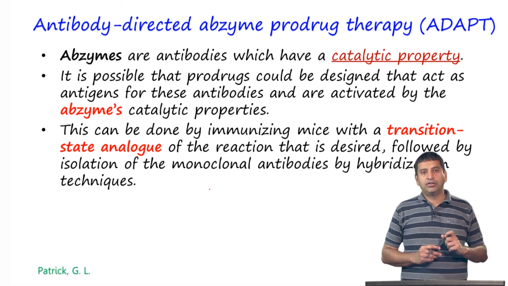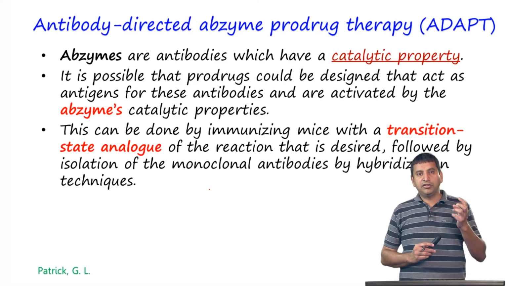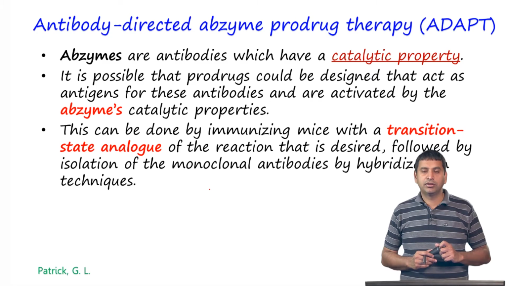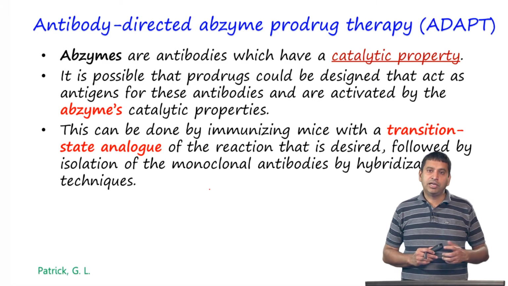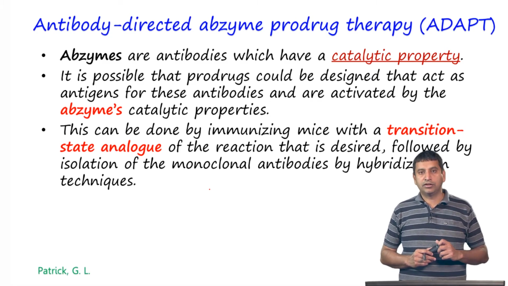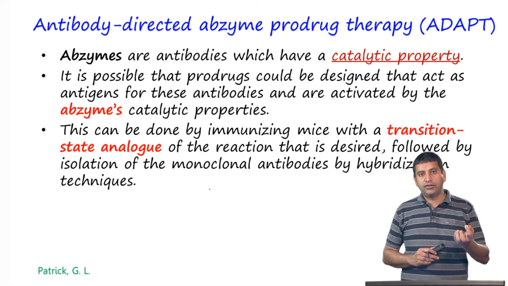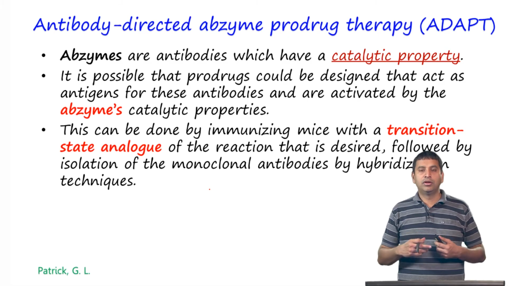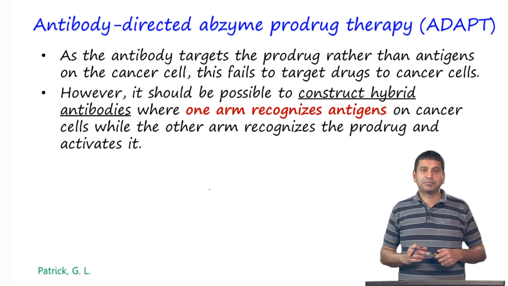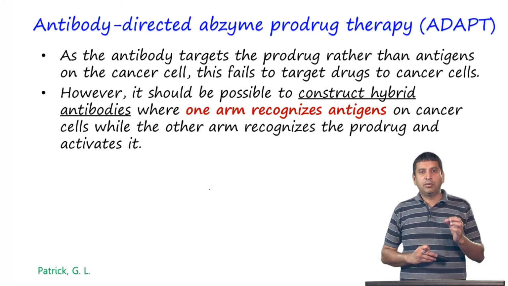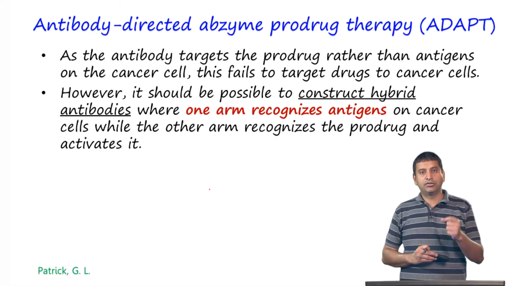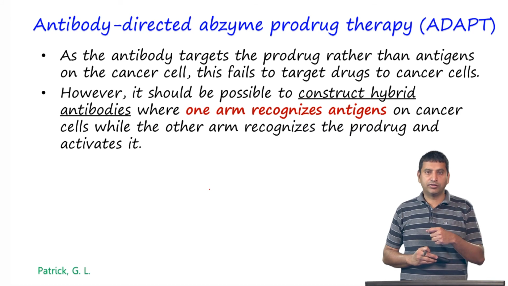So, what we do is that we can design a transition state analog. We have already looked at several examples of transition state analogs. So, we would immunize the mice with a transition state analog of the reaction. Then once you isolate the monoclonal antibodies by hybridization techniques, you have your setup for ADAPT. Since the antibody targets the prodrug rather than the antigen on the cancer cell line, this is not going to target the cancer cells.